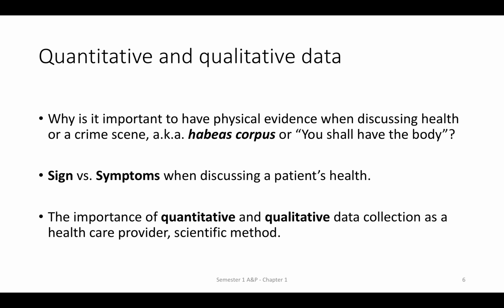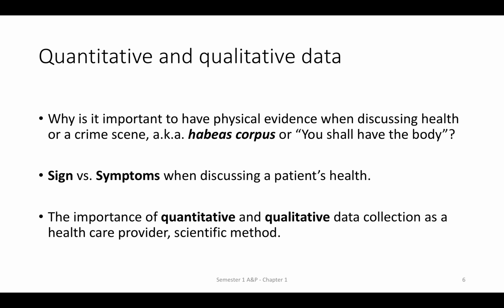We then discussed the difference of quantitative and qualitative data when discussing the health of a patient, and we went over that a sign is the objective physical indication of diseases, which would be something that the doctor measures, like your temperature or your blood pressure, whereas a symptom is a subjective experience of the patient or how they're feeling that day. You might say that you are feeling nauseous, or you have a headache, or have a sore throat.